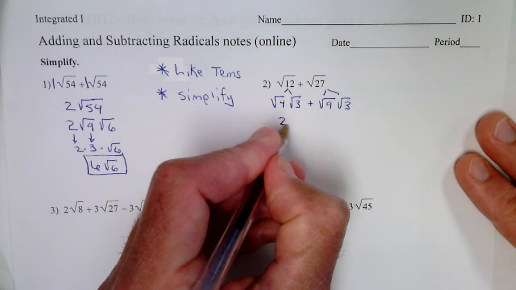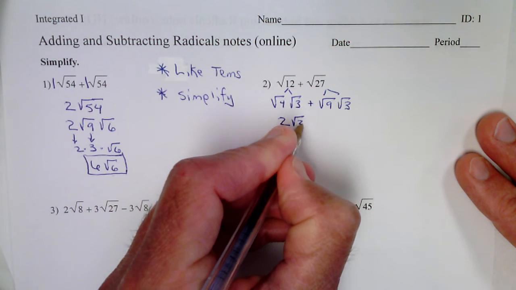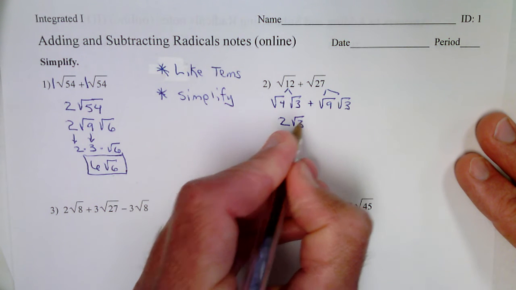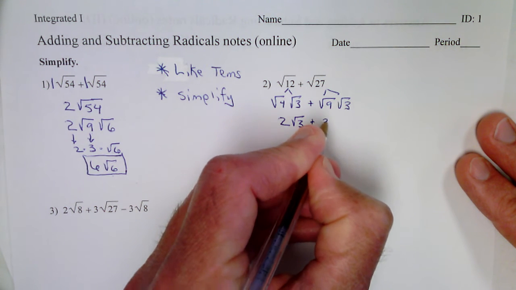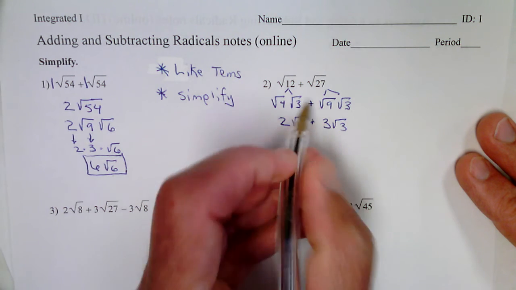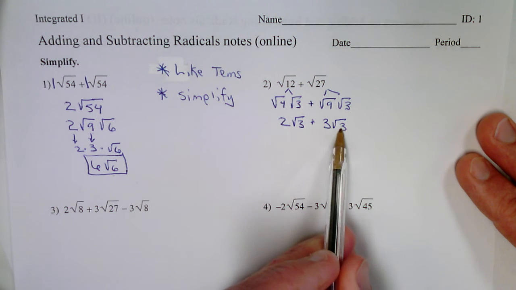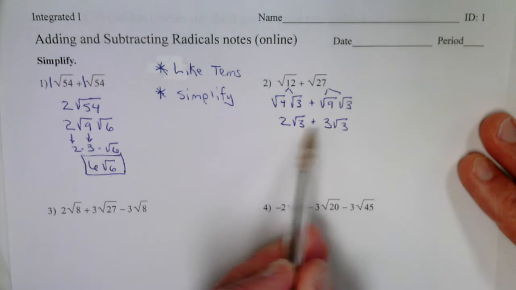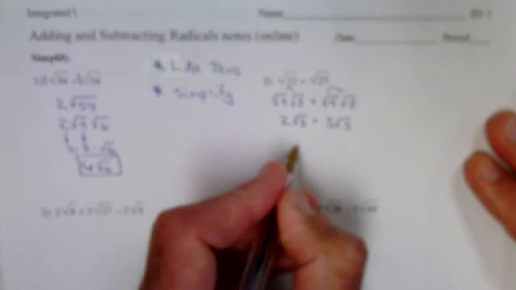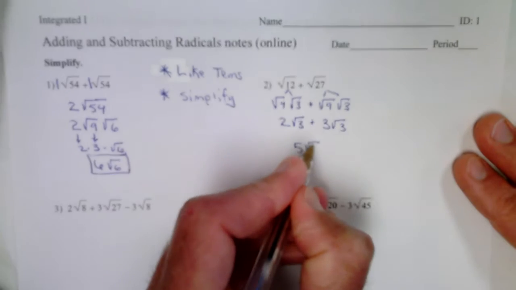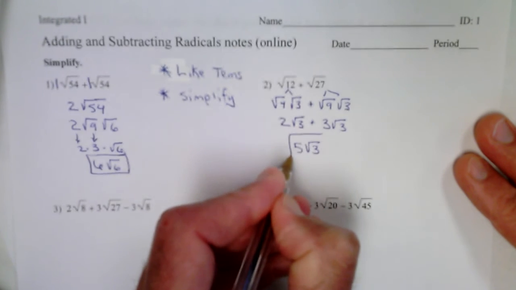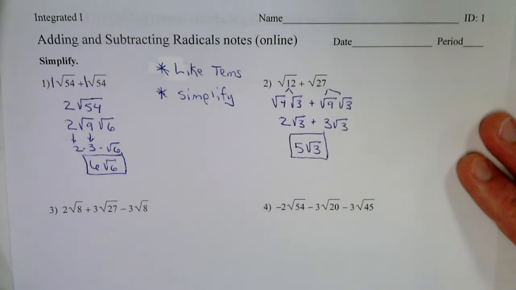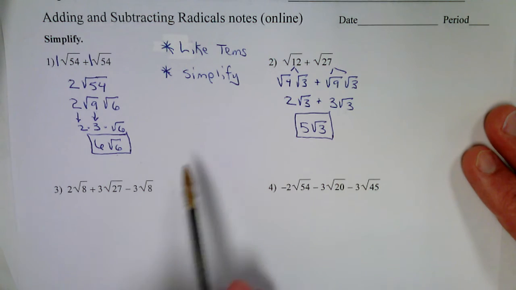Square root of 4 is 2, so the square root of 12 is the same as 2 square root of 3. Square root of 9 is 3, so square root of 27 is 3 square root of 3. Now we have like terms. Square root of 3, square root of 3. 2 plus 3. Our final answer is 5 square root of 3. Okay, so there's the adding together.